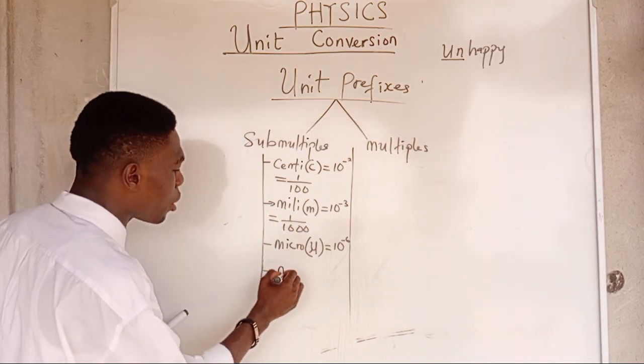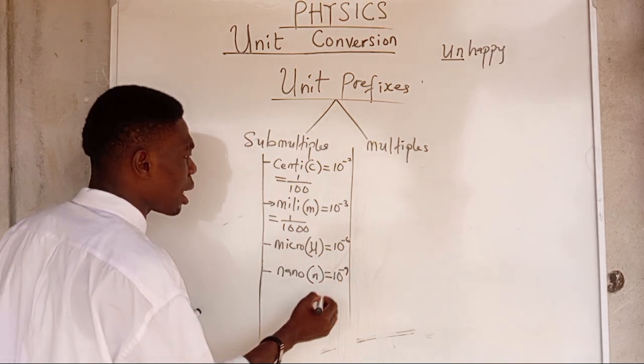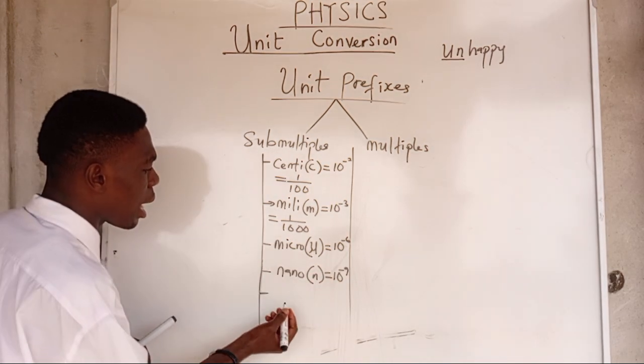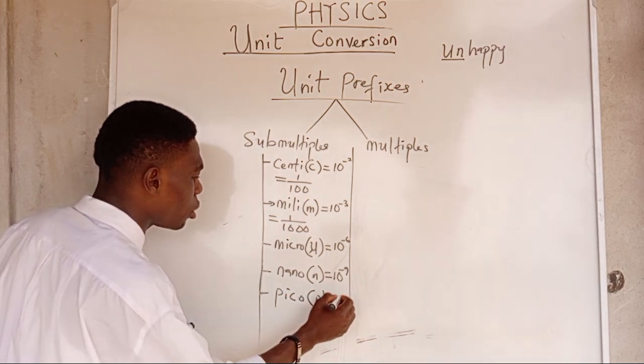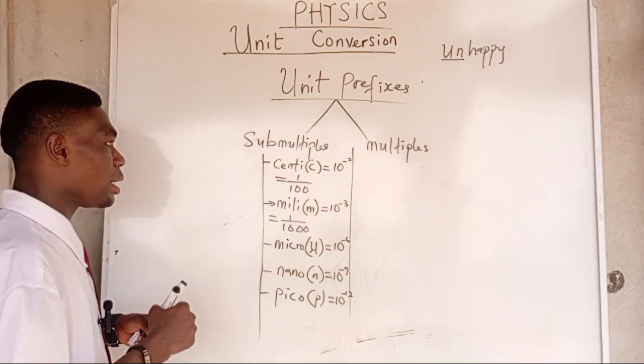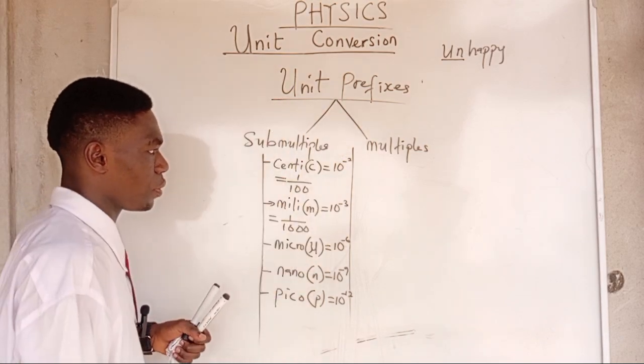Then we also have nano. Yes, nano, small letter n, is equal to 10 to the power of minus 9. And then we also have pico. Pico, small letter p, is equal to 10 to the power of minus 12. And these are the multiples that are used as unit prefixes.